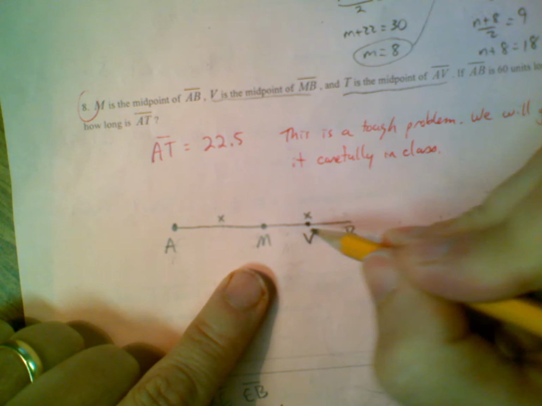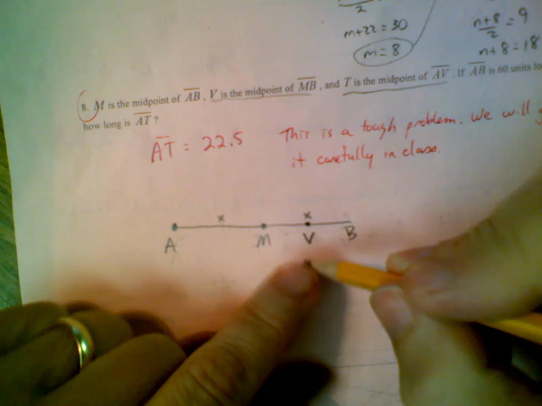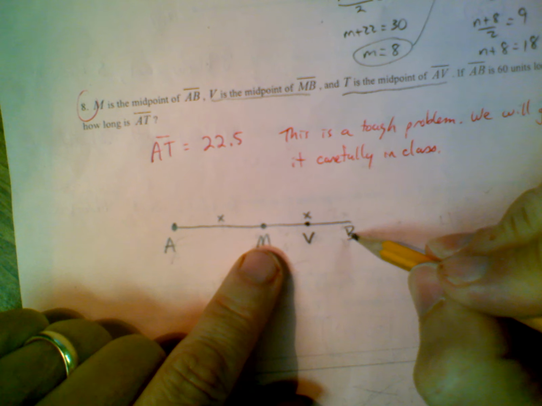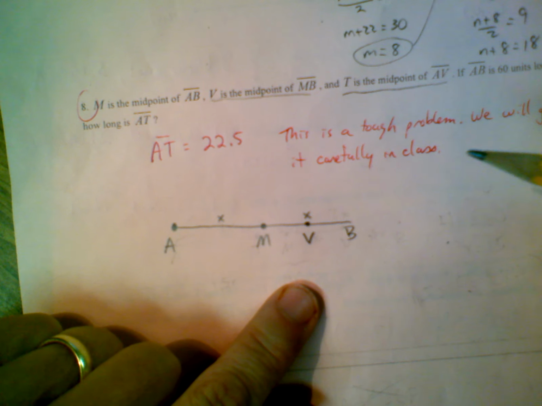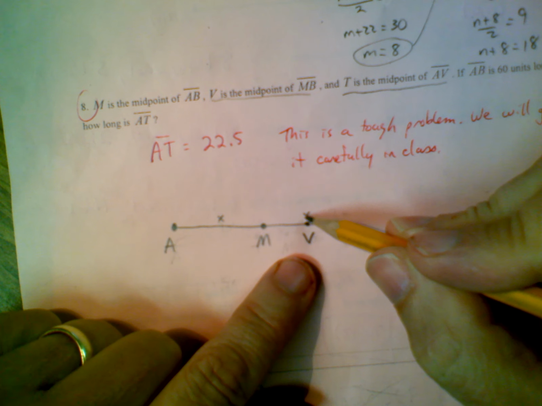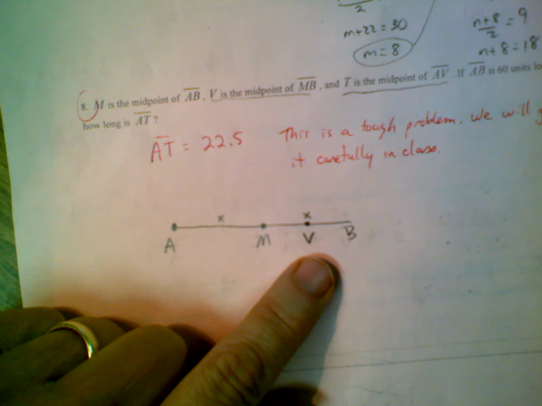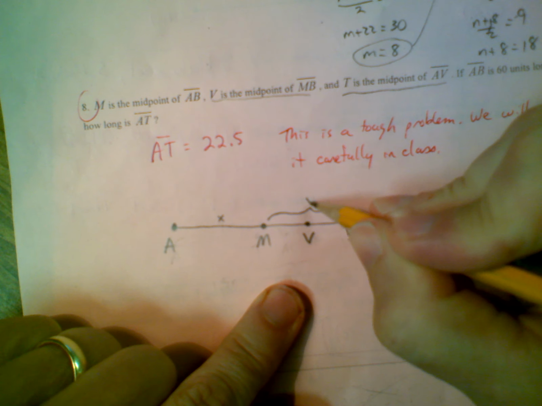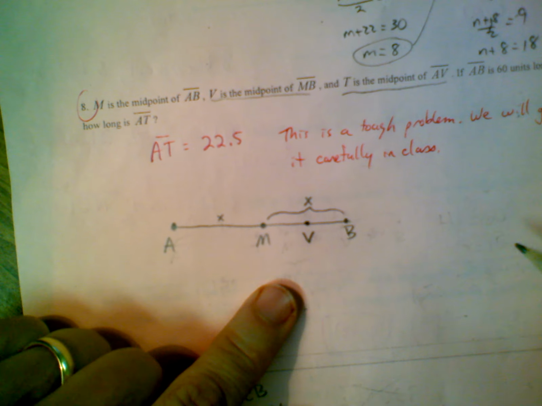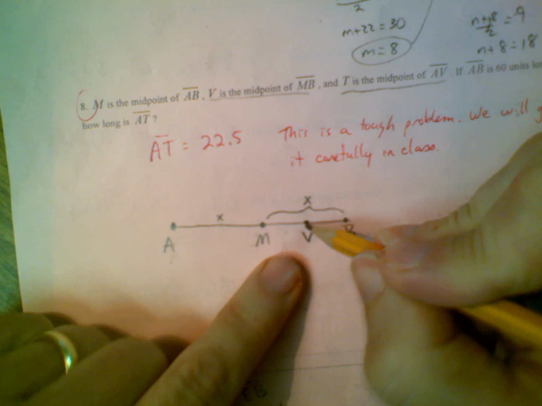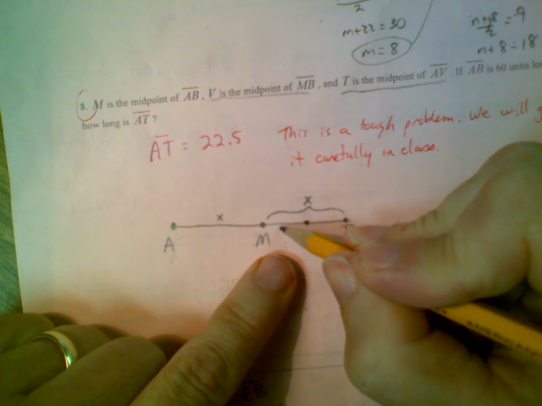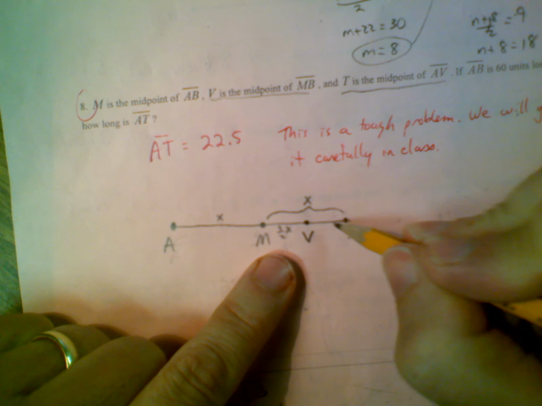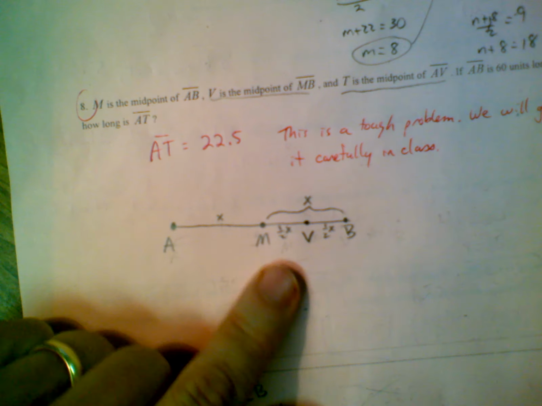Uh-oh, that just confused my picture. I mean, sure, V looks like it's exactly in the middle of M and B, but now this X is confusing. I can't tell what that means anymore. You should never have a variable directly above a point. That's confusing. So I'm going to erase the X, put in a bracket, and move the X up there. Okay. And now if V is the exact midpoint of MB, well then wouldn't this segment here be half of an X, and wouldn't this be half of an X? Sure, they would. Or you could write 0.5X and 0.5X.